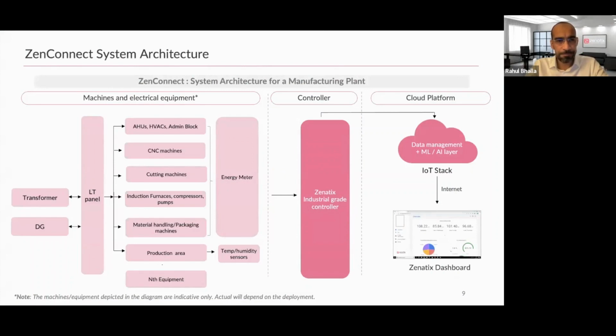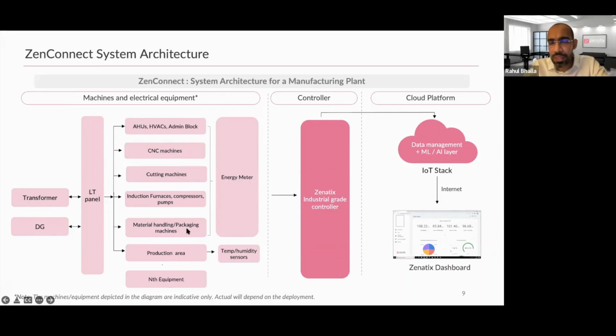In terms of the system architecture, it's not rocket science. It's a very, very simple system that we have. You will have obviously seen similar systems. You see the high side and the low side on the panels. You may have different types of areas, sheds, machines. We have taken some examples.